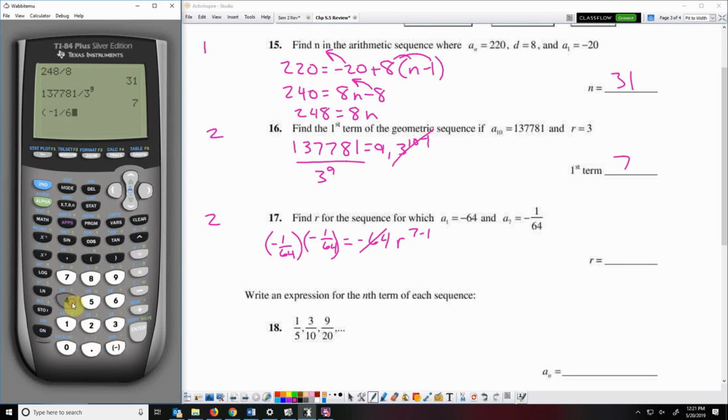Negative 1/64 times negative 1/64, 1 over 4,096, equals R to the 6th power. To get rid of that 6th power, I can raise both sides to the 1 over 6th power. One-fourth.